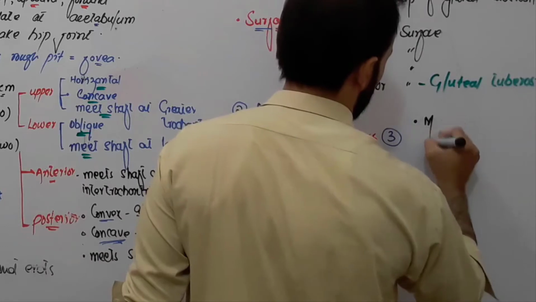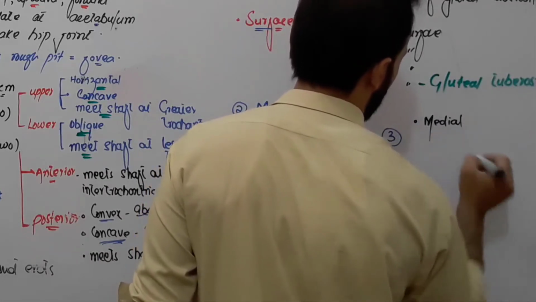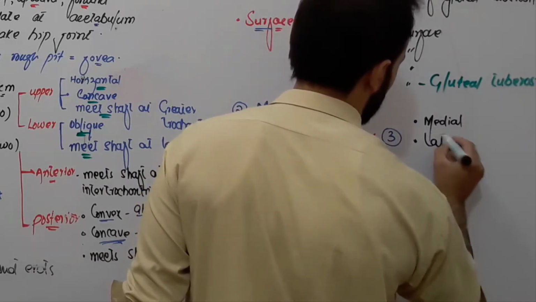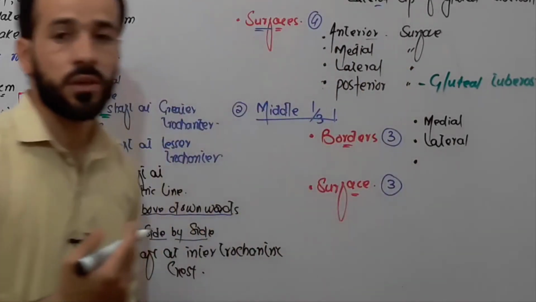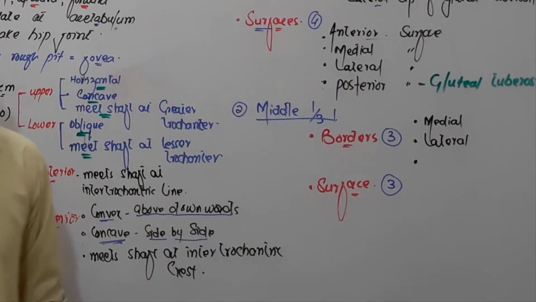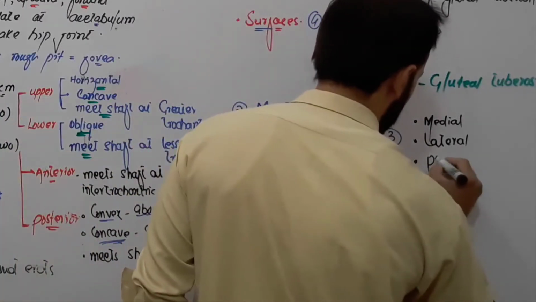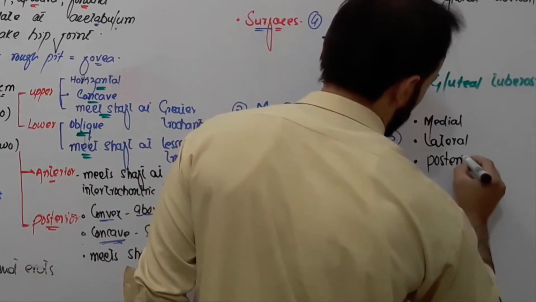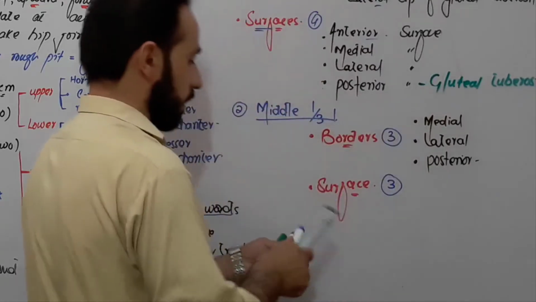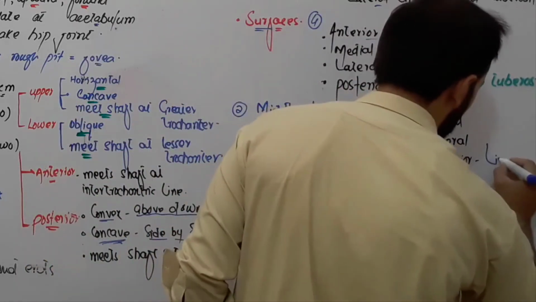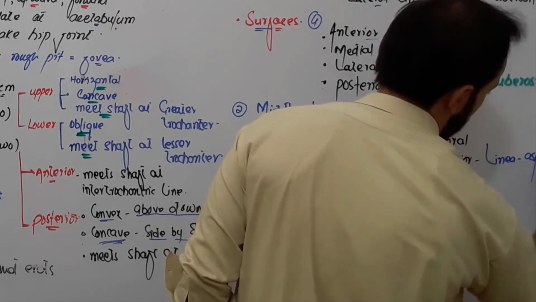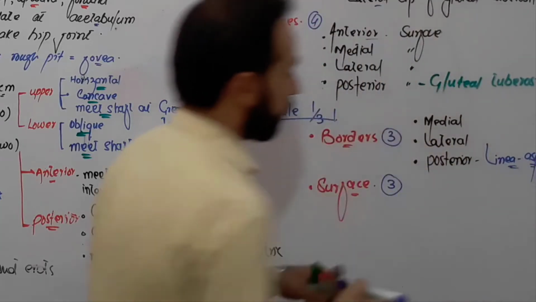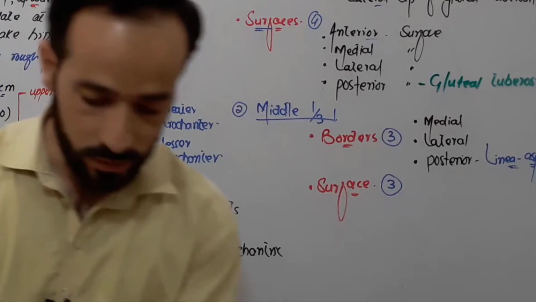There is the medial border, and I will show. There is the lateral border, right? And then there is the posterior border, which we call the linea aspera. Let me write it here as posterior border, which is called the linea aspera. Linea aspera means rough line, so there is a rough line in this bone.